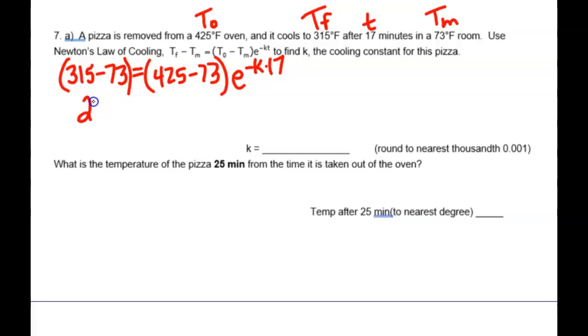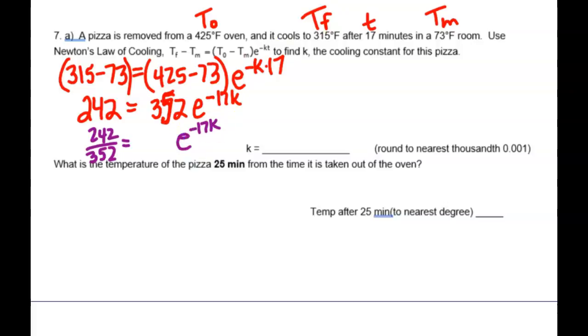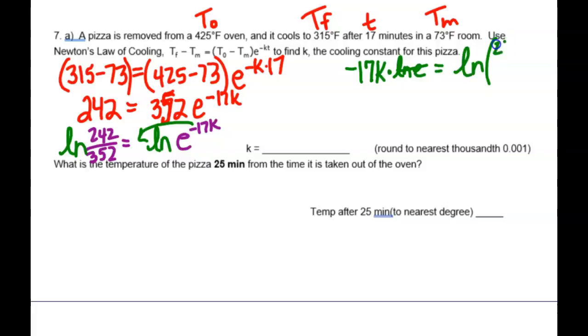What's this one? This is a 5, sorry. First step, divide, so we get 242 over 352 equals e to the negative 17k. We have not taken a log yet. Now is when you finally take the log and move this out front. So I have negative 17k times the natural log of e, which is just 1, equals whatever that crazy decimal is when you divide. We divided first, so they're both in the parenthesis.